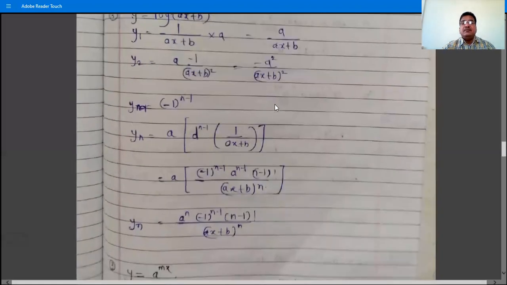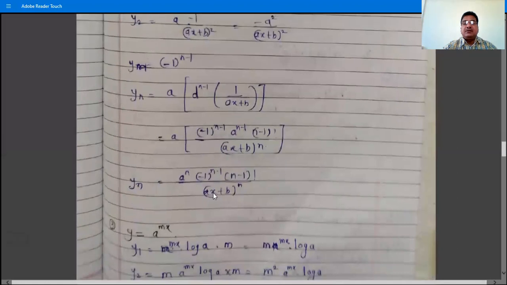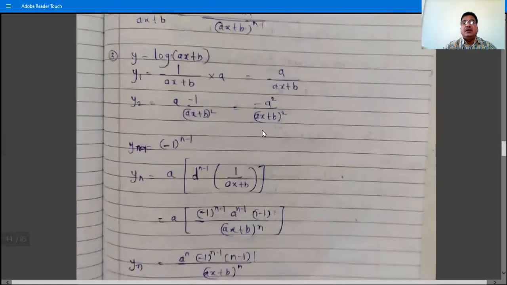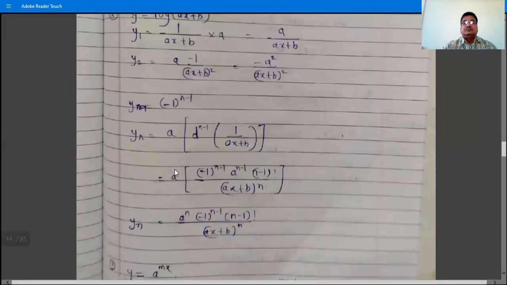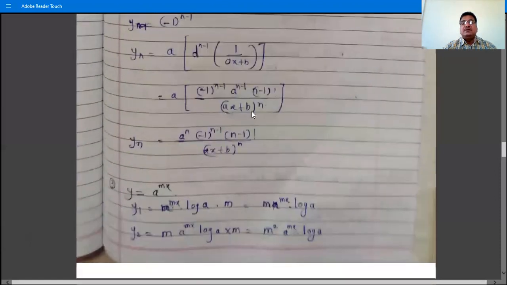In this way, to find y3, y4 and so on. So write y3, y4, y5, and then we have yn as this: minus 1 raised to n minus 1, n minus 1 factorial, by (ax plus b) raised to n. So we have this. That is y3. Next is y3, then y4, and then yn. Yn is this.